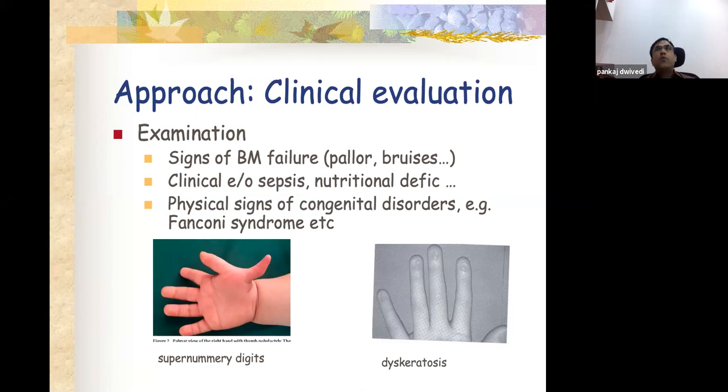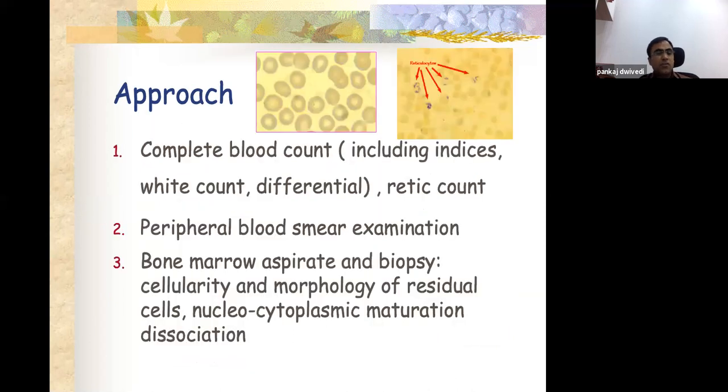So what are the signs of bone marrow failure? They depend on which cell lines are affected. If all three cell lines are affected, because the neutrophils are low, they may present with sepsis or infection. Platelets are low, they may present with bruising, and with low hemoglobin, they will present with the clinical features of low hemoglobin like pallor. Physical signs of congenital disorder, you examine them. For example, supernumerary digits that you can find in Fanconi, and dyskeratosis. You can see the thumb or other nails are not well formed, so there is dyskeratosis congenita.